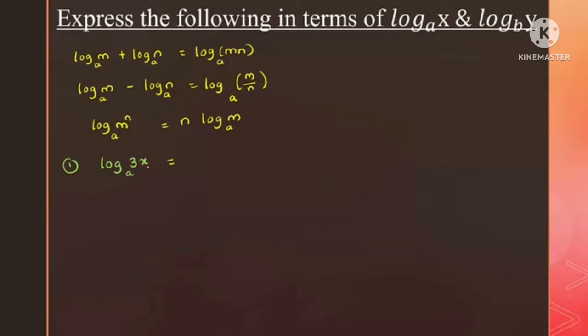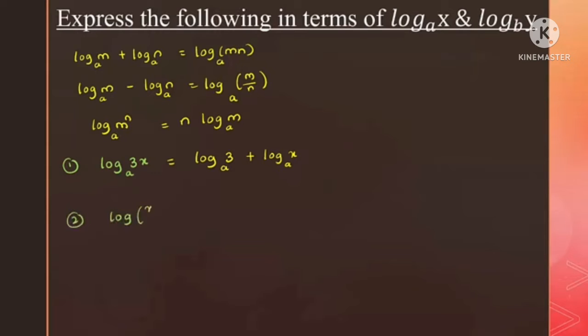So this is the product form. You can observe the argument is 3 into x. This is the product form, and we can express it using the additive identity because the base is the same, that is a. So we can write log 3 to the base a. If it is a product, then we can write the additive identity, that is plus log x to the base a. Log 3 to the base a plus log x to the base a. Right?